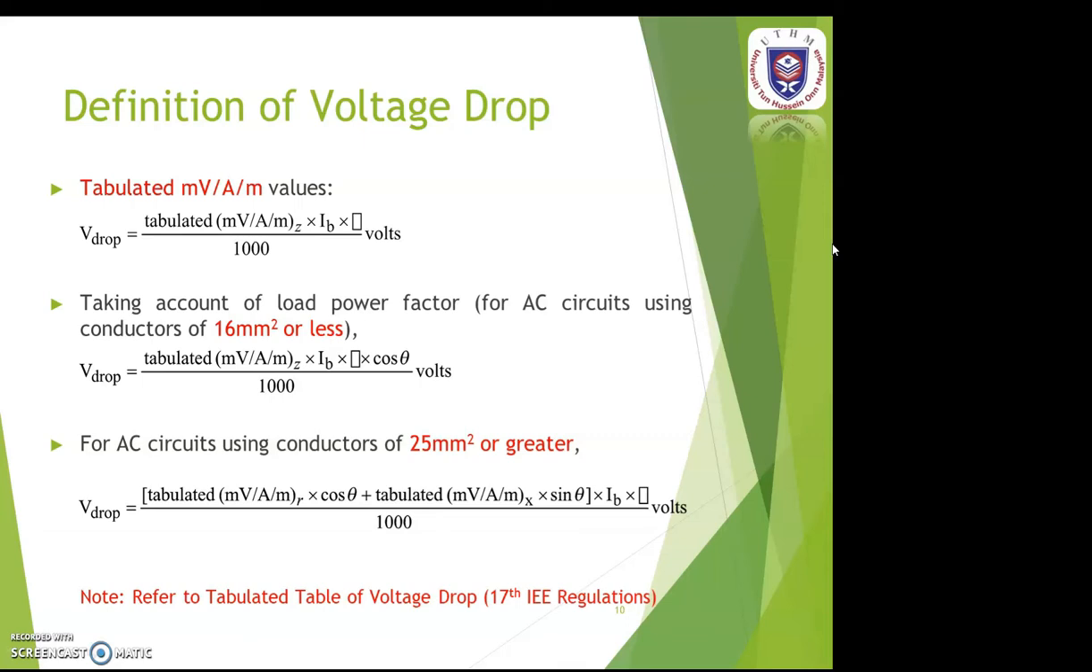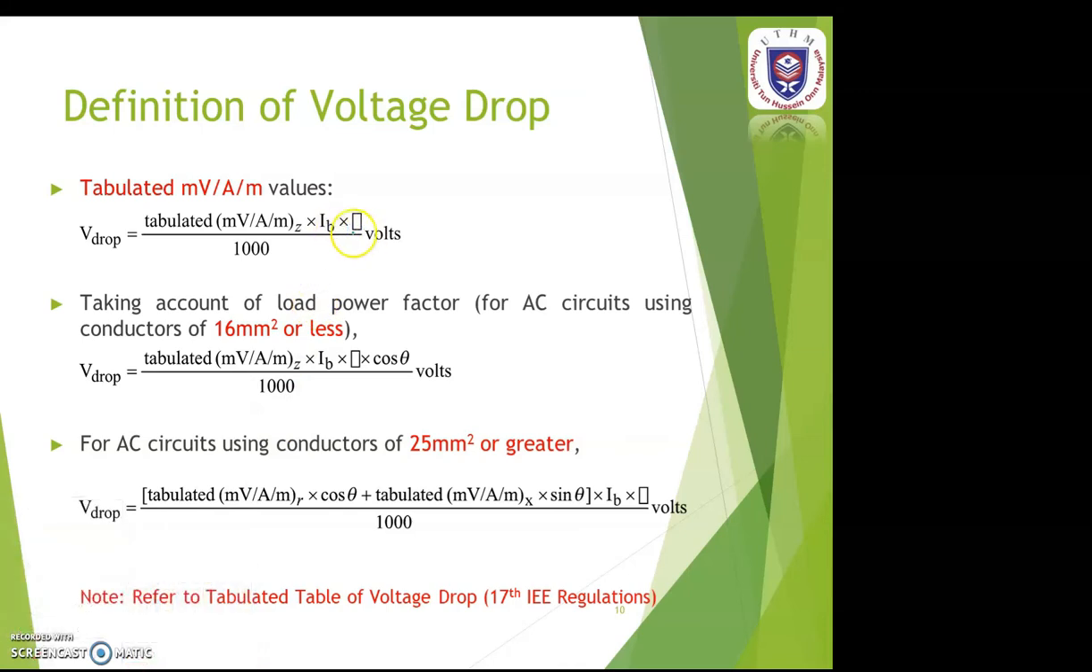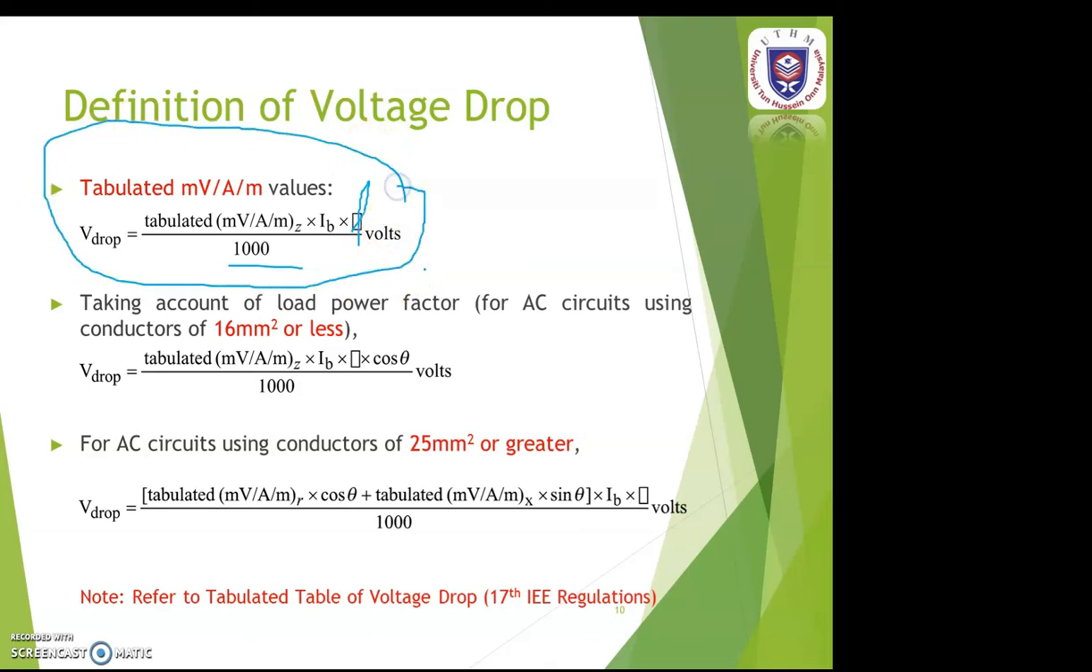values. Okay, so the voltage drop formulation by using the tabulated millivolt per ampere per meter value is tabulated millivolt per ampere per meter times the line current or the design current, and then times the length of the cable, divided by 1000. So if you don't consider the power factor, then this is the formulation that we can use.